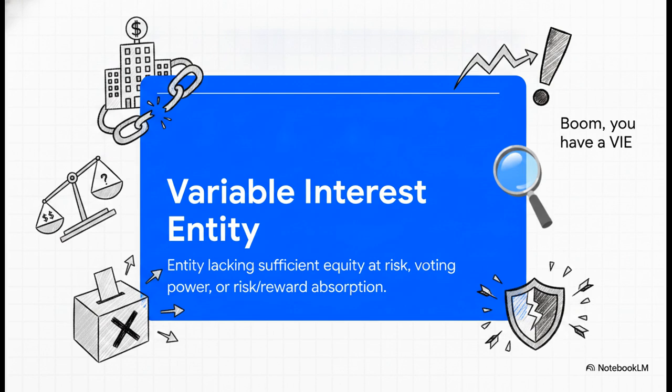So what does that actually mean in practice? Well, it means the entity is a VIE if those equity investors lack enough equity at risk to finance operations without some kind of subordinated financial support. Or maybe they don't have control because they don't actually hold the voting power. Or perhaps they just don't absorb the expected losses or receive the residual returns. If literally any single one of those characteristics is missing, boom, you've got a VIE on your hands. It's kind of wild to think you can own an entity without actually having the voting power to run it, but hey, that's GAAP for you.